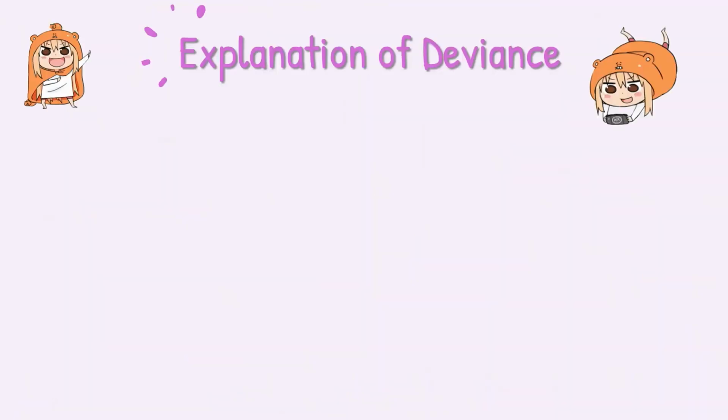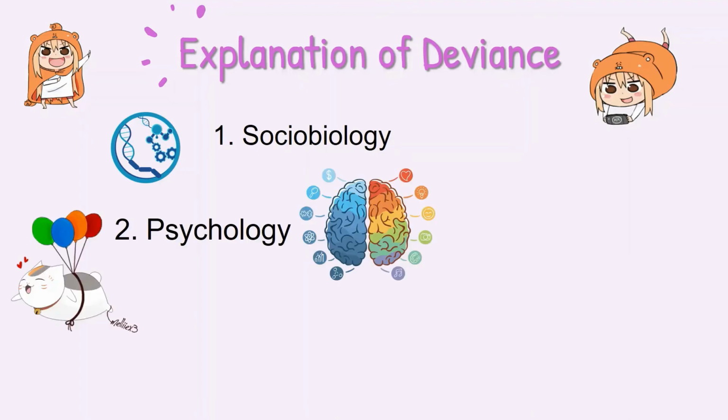So if norms are essential in our social life, why do people violate them? Many analyses have been conducted as a means to answer this question. So now we're going to take a look at the explanation of deviance based on three different approaches. From the biologist perspective, from the psychologist, and last but the most important one, the sociologist perspective.